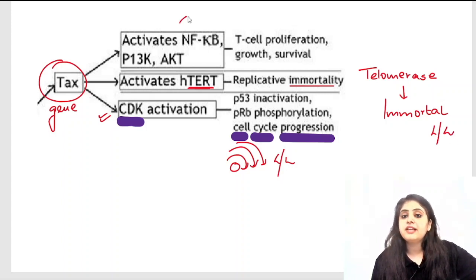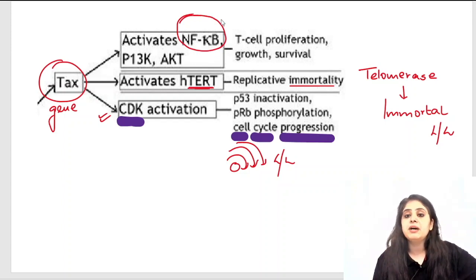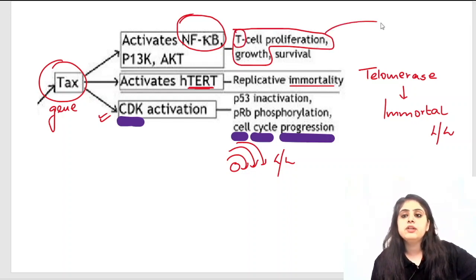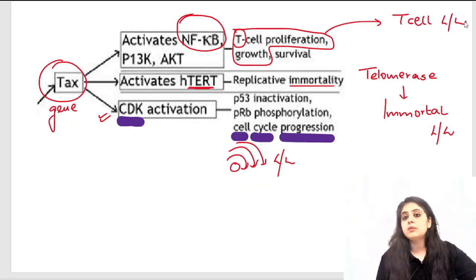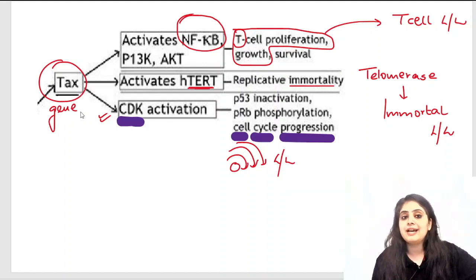And also this activates which pathway? Tax gene activates the NF-kappa B pathway, and the NF-kappa B pathway will cause activation and growth of particularly which cell? Of the T cell. So now you are able to understand why it is always causing these T cell leukemia lymphomas. So these are the 3 primary modes by which tax gene acts. Number 1 is CDK activation, number 2 is activation of telomerase or TERT gene, and number 3 is the activation of the NF-kappa B pathway.